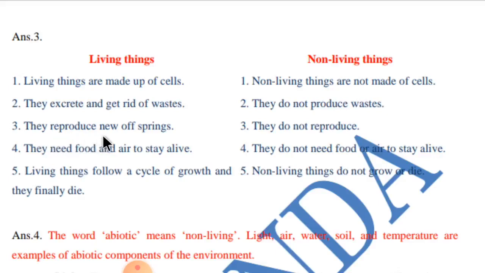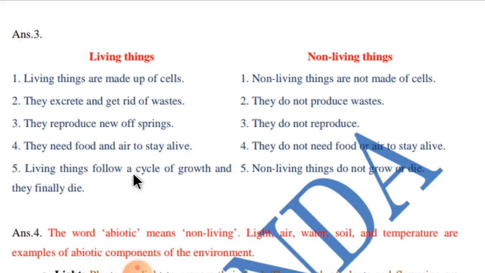Living things reproduce new offspring. Non-living things do not reproduce. Living things need food and air to stay alive, and non-living things do not need food or air to stay alive. Living things follow a cycle of growth and they finally die, while non-living things do not grow or die. So these are the differences between living and non-living.